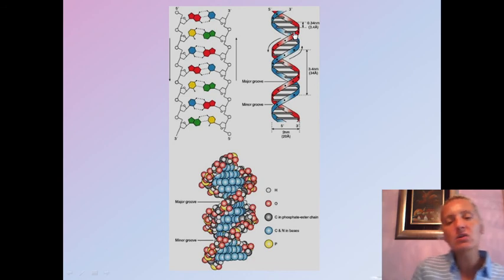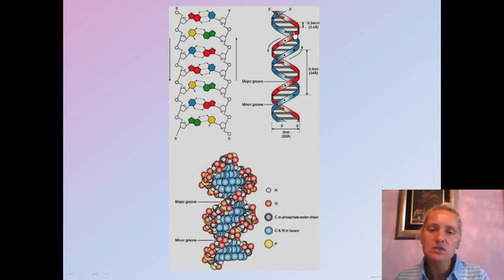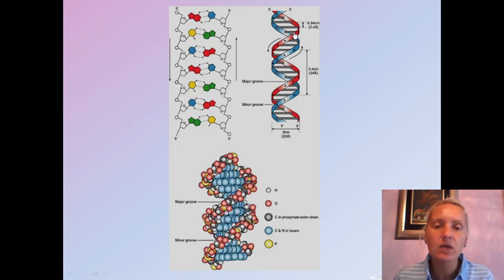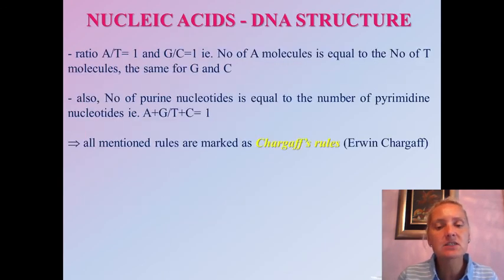And these are not all the facts about the DNA molecule. These are what Watson and Crick proposed, but later on some other scientists established some new additional rules regarding the DNA molecule, and one of the famous ones is marked as Chargaff's rules, by the scientist Erwin Chargaff, who posted those rules, and they say the following: the ratio A over T is 1 and G over C is 1, which means that the number of adenine molecules is equal to the number of thymine molecules in DNA, and it is the same for guanine and cytosine.